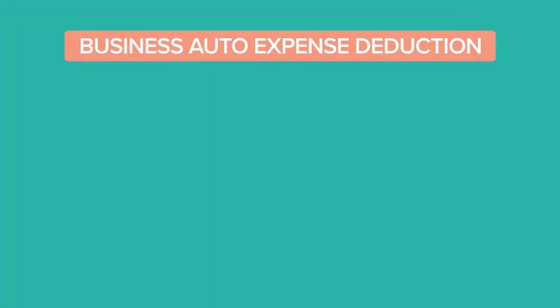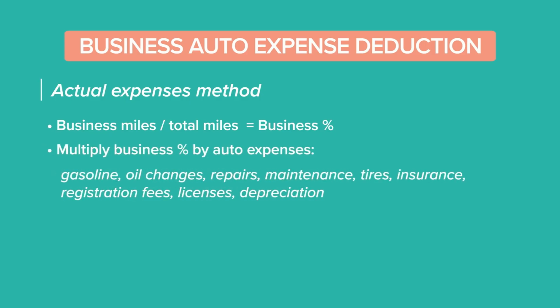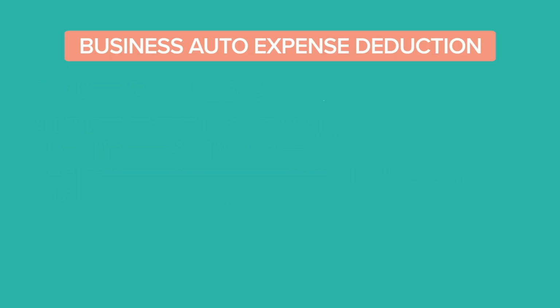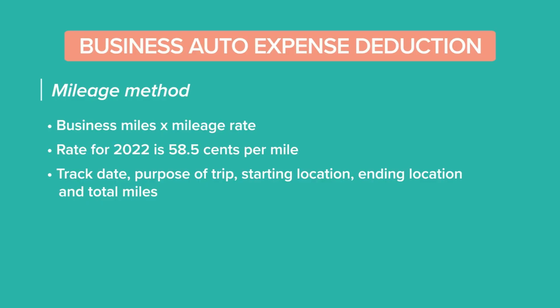The first method for this is the actual expense method. With this method, you get to deduct the business portion of your actual auto expenses. This includes things like gas, oil changes, and repairs. The second method is the mileage method. With this method, you'll just multiply your business miles by that year's mileage rate. For 2022, it's 58.5 cents per mile.